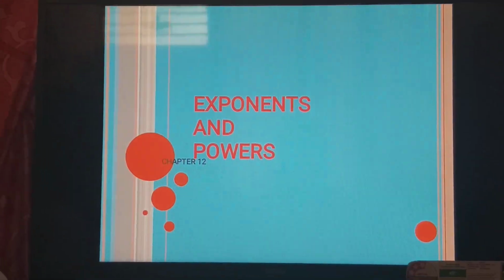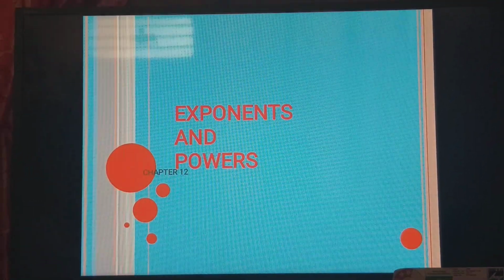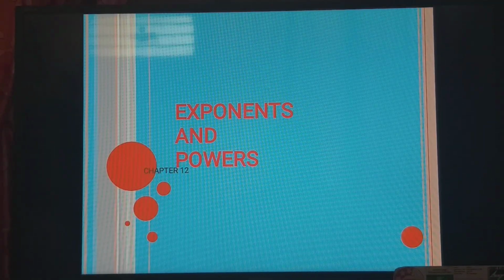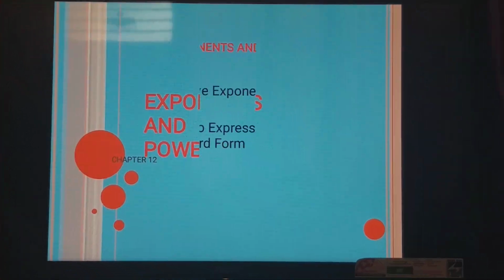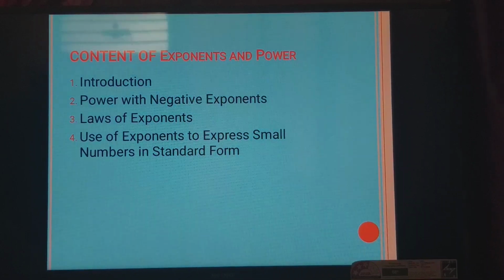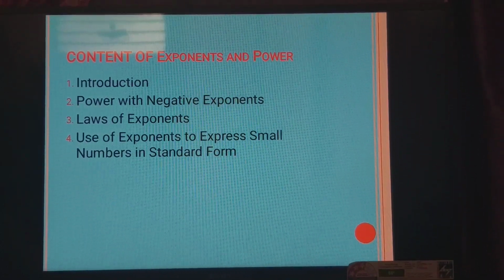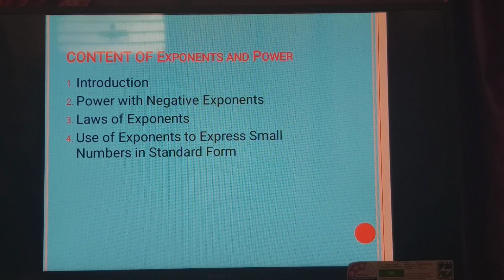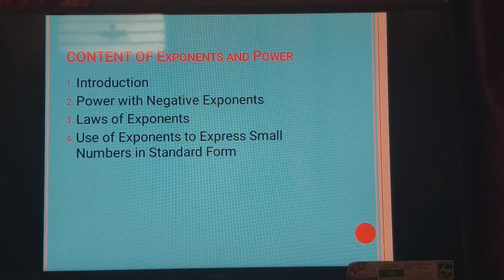Exponents and Powers. This is our chapter of class 8. Today we are going to deal with this particular chapter. Earlier in class 7 we have already discussed some things about it, and our objectives for this class are power with negative exponent, laws of exponents, and use of exponents to express small numbers in standard form, also comparing very large and small numbers.